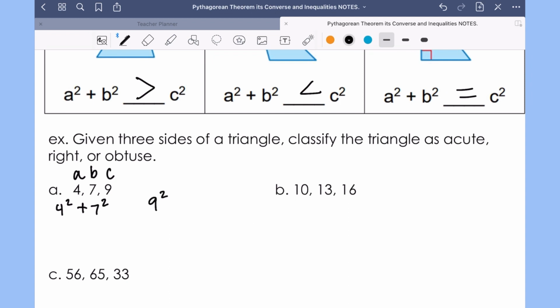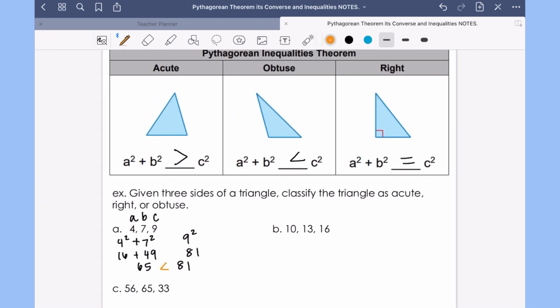Okay. 4 squared is 16. 7 squared is 49. 9 squared is 81. 16 plus 49 is 65. So is 65 greater than, less than, or equal to 81? That is very much less than. So what kind of triangle is this? It is an obtuse triangle.